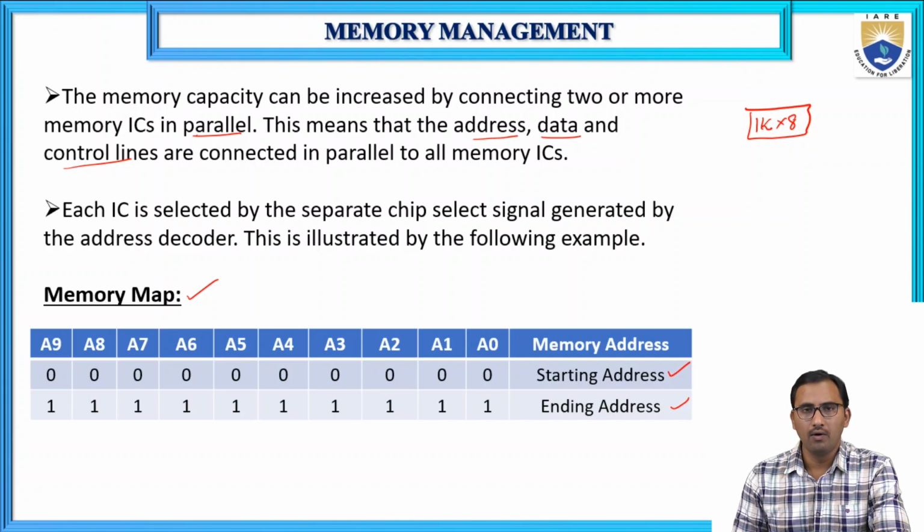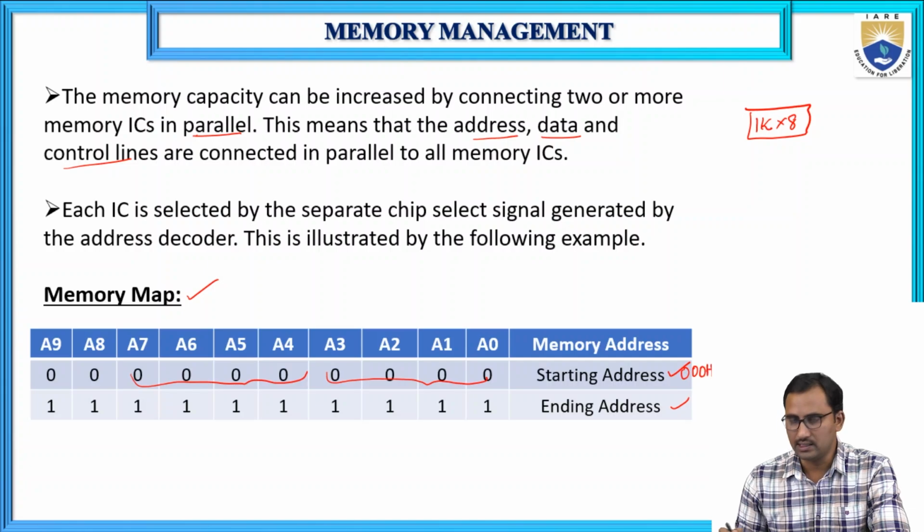So by grouping 4 binary bits together, it will be converted into the hexadecimal. So this will be 1. Next this will be 1. So that means its equivalent hexadecimal value is 000H.